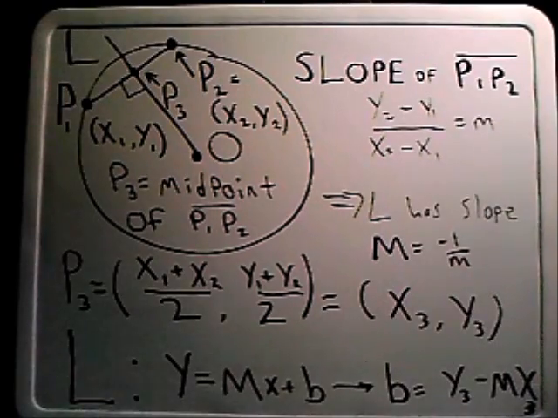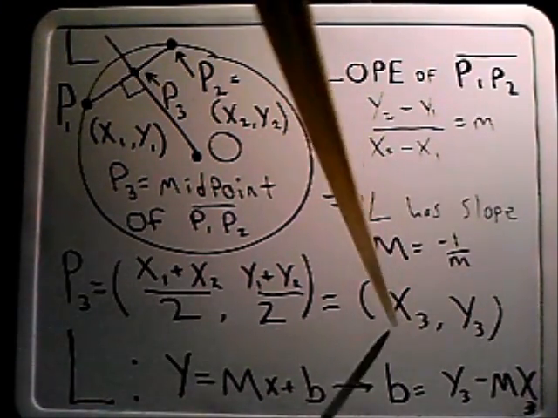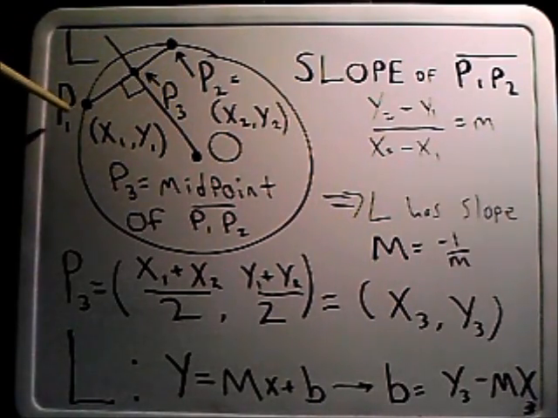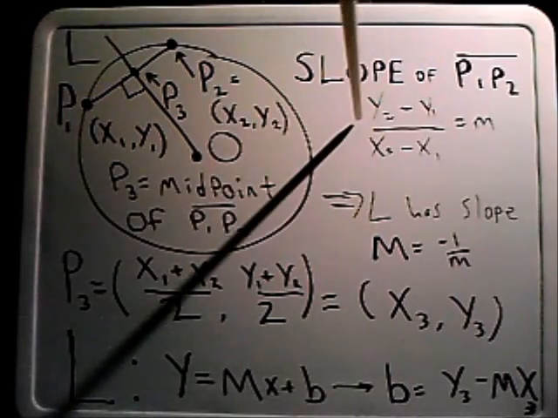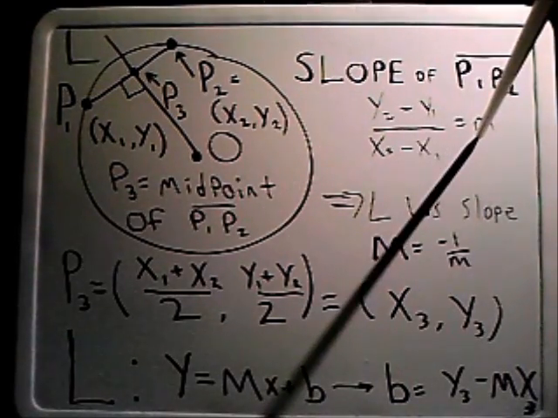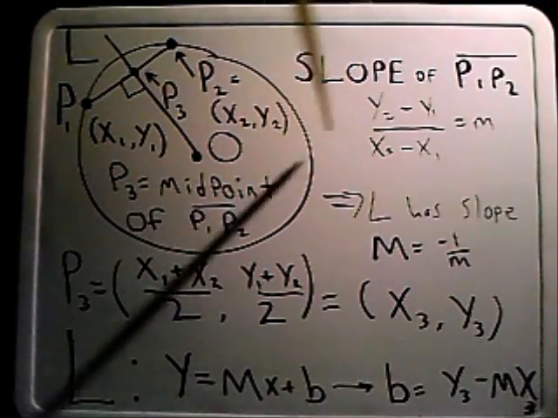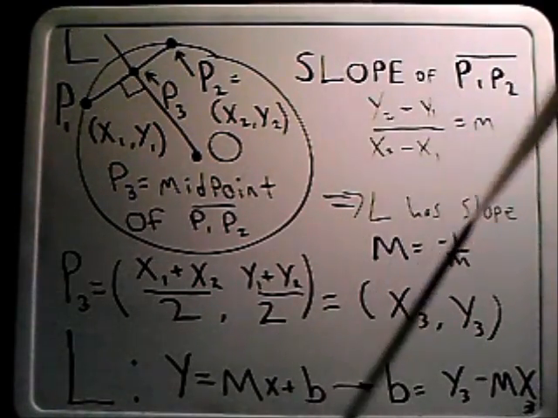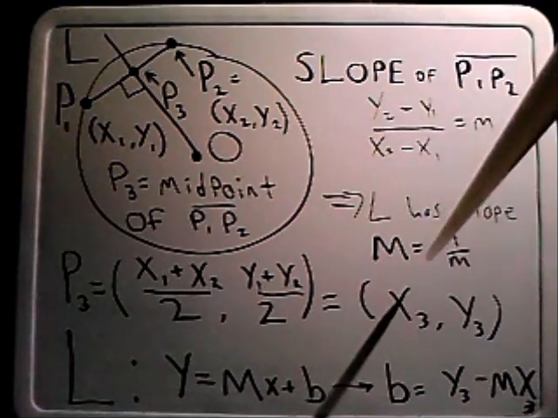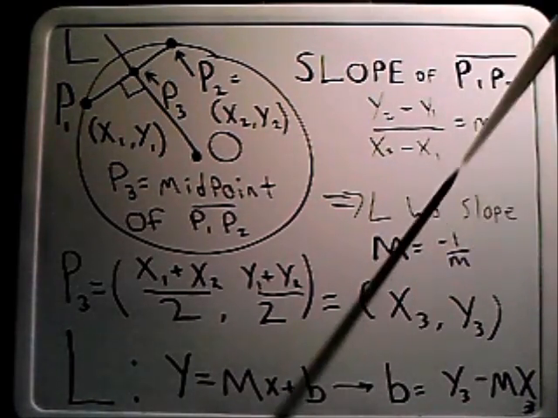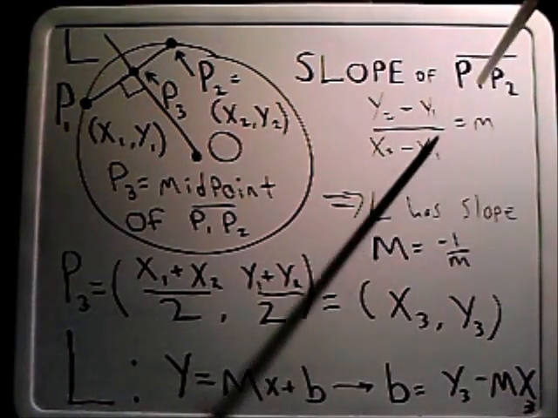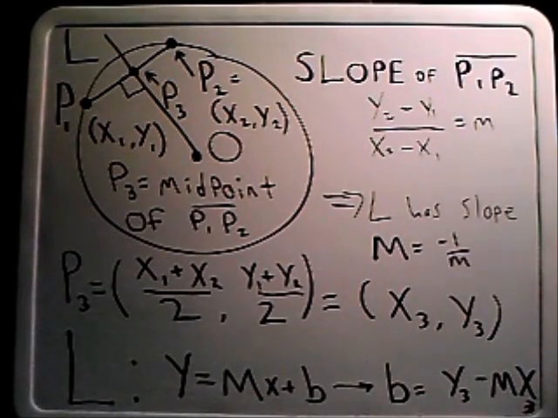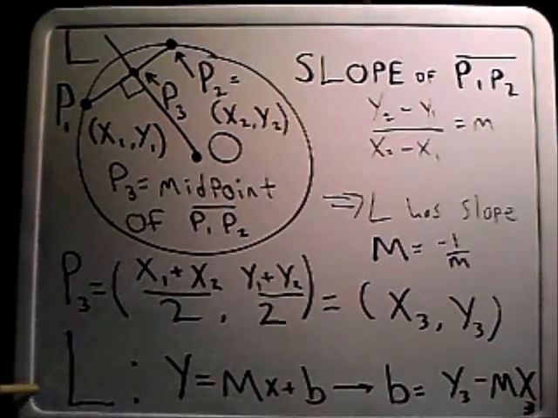Now, we need to solve for the line L, so we already have this point, and we actually already know the slope too, so we take the slope of this line P sub 1, P sub 2, which we calculate here to be m. L has a slope that is the negative reciprocal of this little m, so we're going to call big M the slope of L. So L has slope big M, which is negative 1 over little m, and little m is right here.